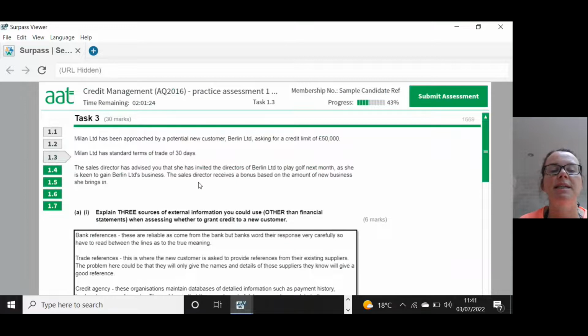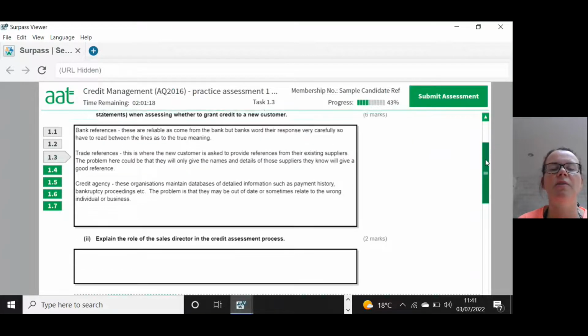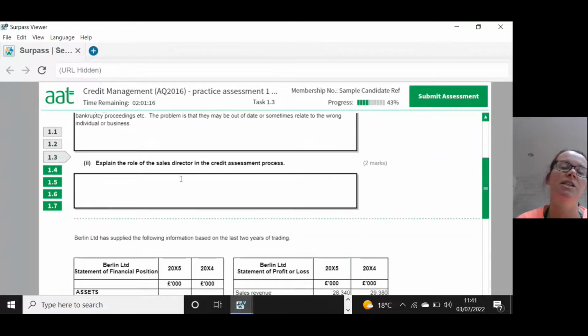She's keen to gain their business. She receives a bonus based on the amount of new business she brings in. So there's definite conflict of interest there. So yes, she can bring in the business, but she should really have no role in the credit assessment process. So the sales director should not be involved in the credit assessment process.